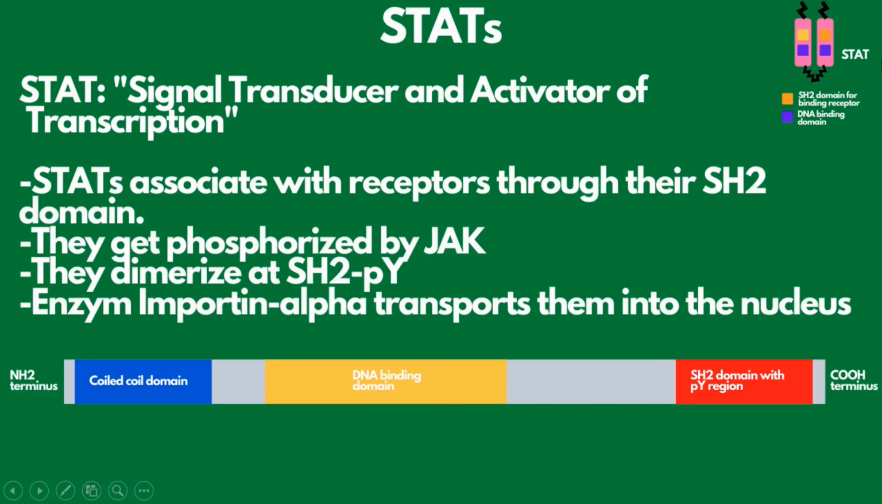The STAT itself here is a signal transducer and activator of transcription. STATs associate with the receptor through the SH2 binding domain. They get phosphorylated by JAK kinases and they dimerize at the SH2-PY domain. And there's a protein called importin alpha that transports those STATs, if they dimerize here, to the nucleus. So here we have a coiled coil domain, we have the DNA binding domain here, and we have this SH2 domain for binding on the receptor and here for the dimerization.